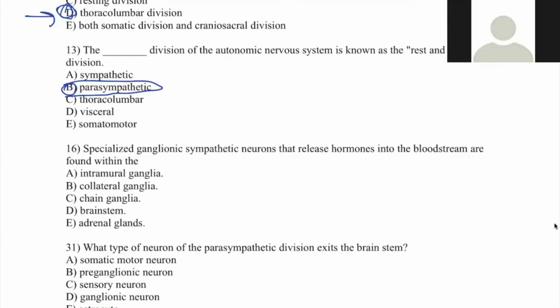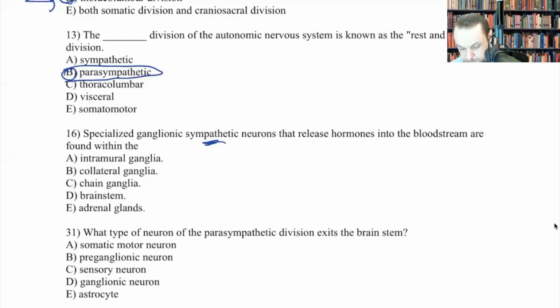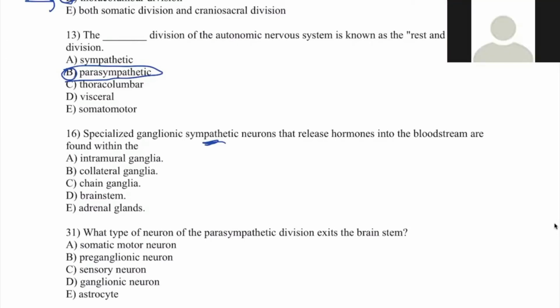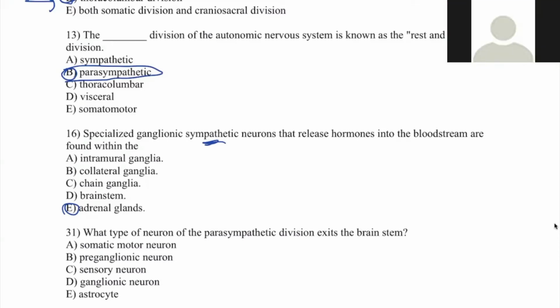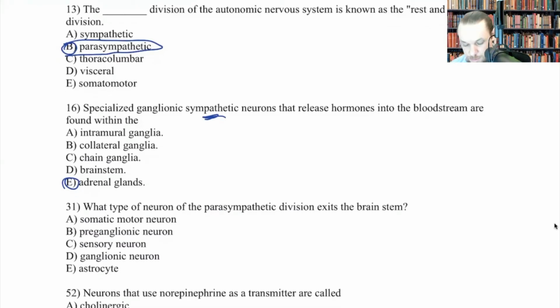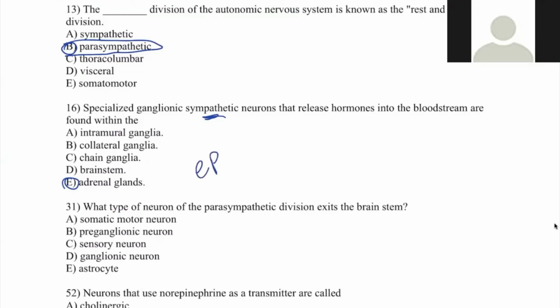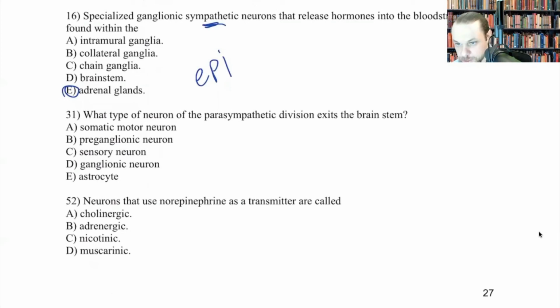Specialized ganglionic sympathetic neurons that release hormones into the bloodstream are found within... E. E is correct, adrenal glands. And what do they release? I'm sorry, what hormone? The sympathetic neurons, E is the correct answer, adrenal glands, but what hormone do they release? Epi. Epi is correct. Epinephrine. Epinephrine is what's released in the sympathetic system, and the adrenal glands sit atop your kidneys. Epinephrine is correct.